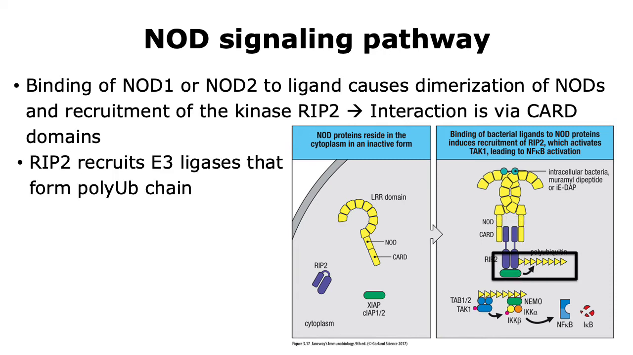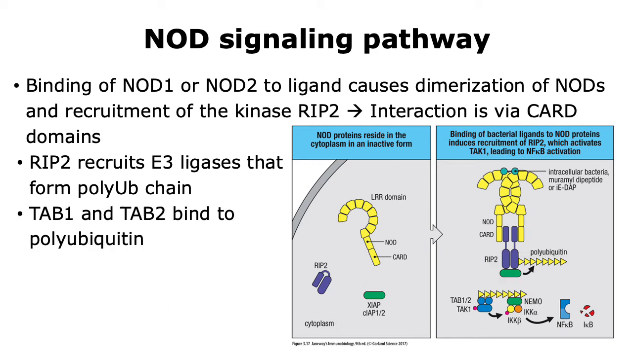Now, RIP2 is able to recruit an E3 ubiquitin ligase called XIAP or CIAP1-2. And what these ligases do is they get activated and they build a polyubiquitin chain. This polyubiquitin chain can act as a scaffold and recruit other proteins like TAB1 and TAB2. Thus, when TAB1 and TAB2 are bound to ubiquitin, then they also have a kinase associated with them called TAK1.